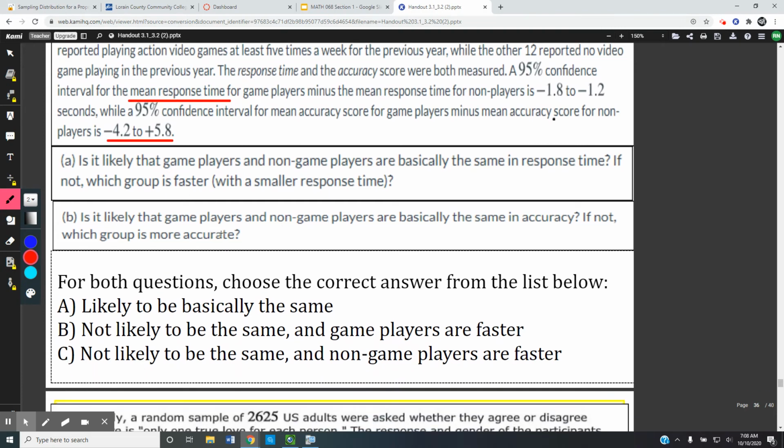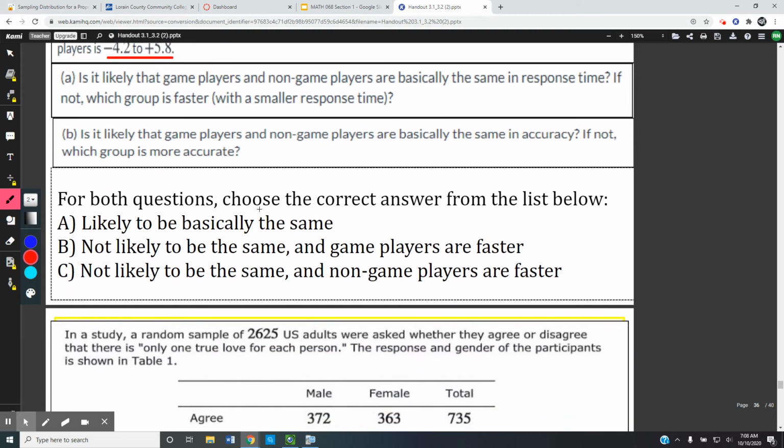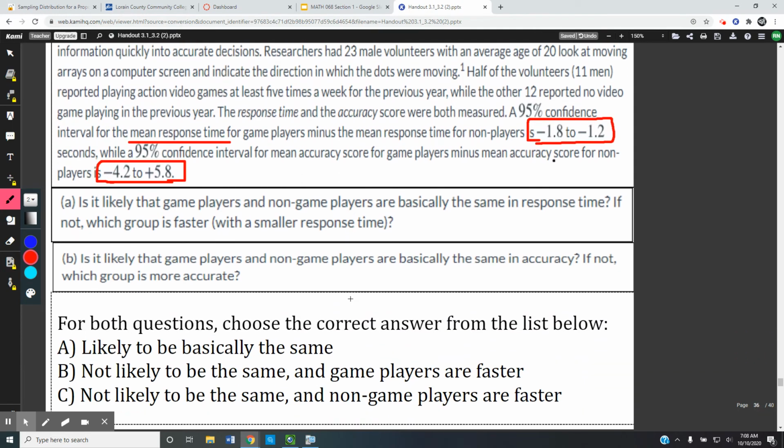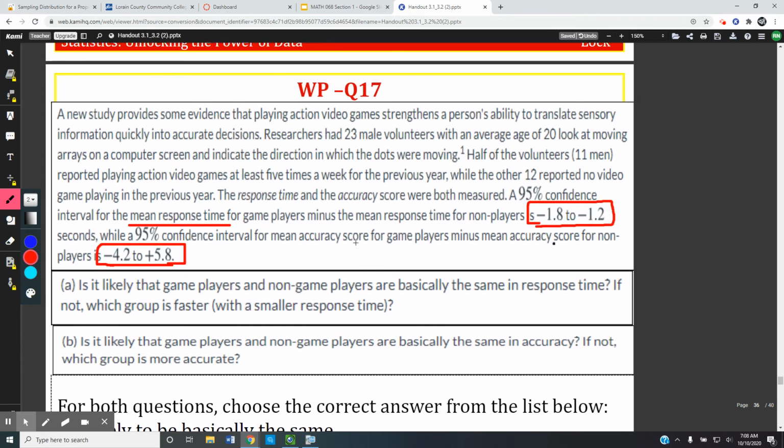Is it likely that the game players and non-game players are basically the same in accuracy? If not, which group? Those two groups are basically the same when you look at them. For both questions, choose the correct answer from the list below. That was just what I was choosing from, and I did that based on the reflection of what took place here and here. By all means, go back in and try that one and look at that one too. That'll give you some good guidelines for when you're working towards that question.